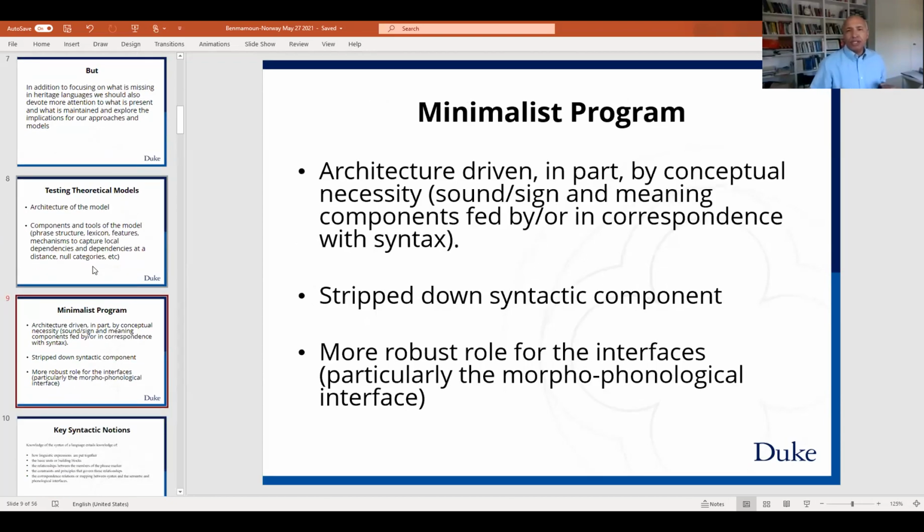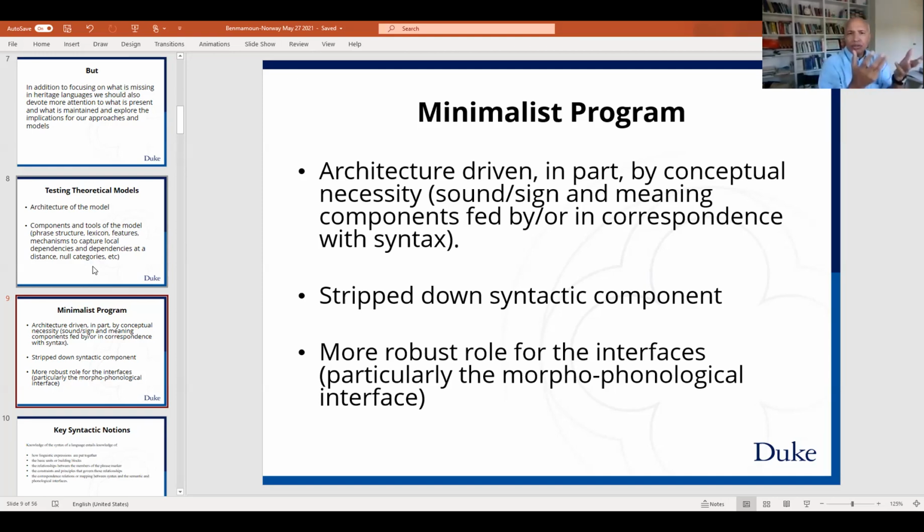So for example, if we put the lens on the minimalist program, the architecture is to some extent driven by conceptual necessity. Every model of linguistics has to have a sound sign part, the modality, and also the meaning part. So this is the Saussurean sign, basically, language as being a pairing of sound and meaning.